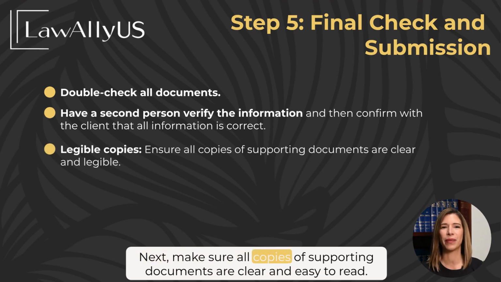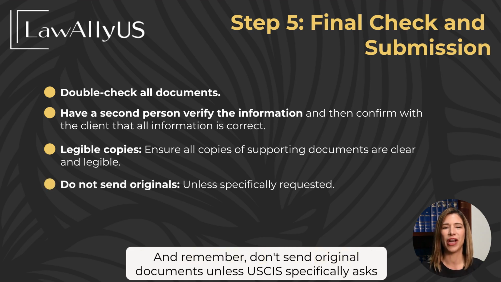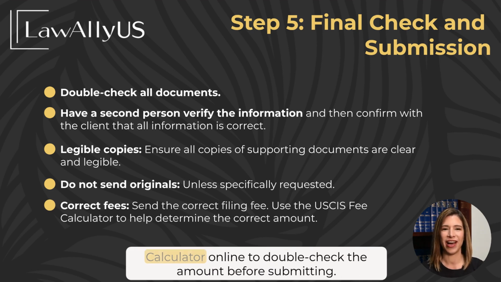Next, make sure all copies of supporting documents are clear and easy to read. Blurry or hard-to-read pages can cause delays. And remember, don't send original documents unless USCIS specifically asks for them. Finally, make sure you include the correct filing fee. You can use the USCIS fee calculator online to double-check the amount before submitting.